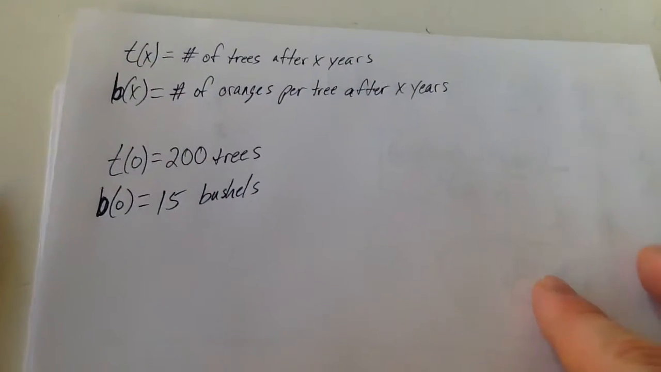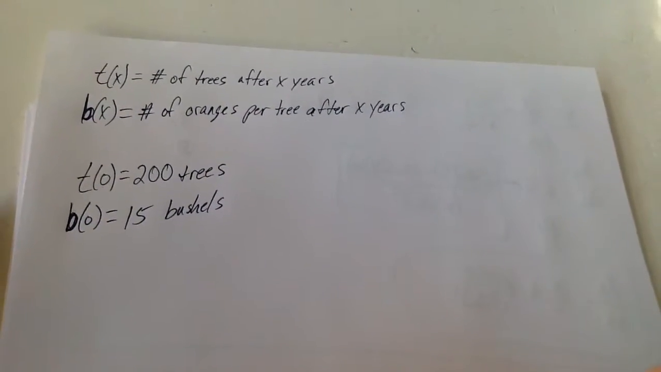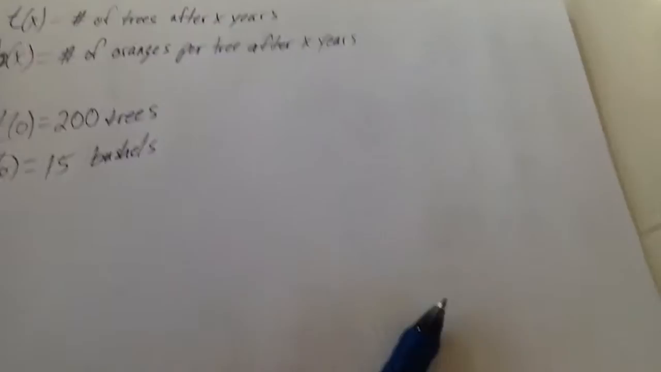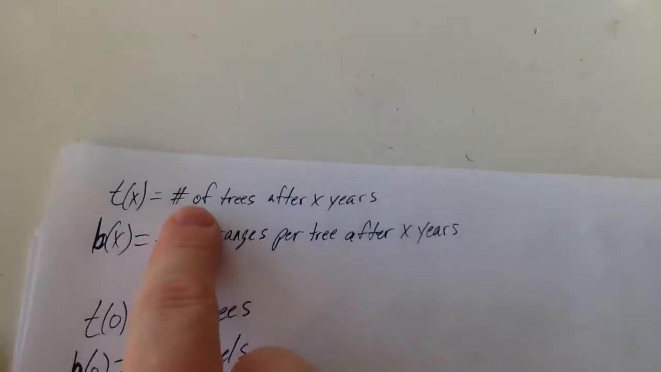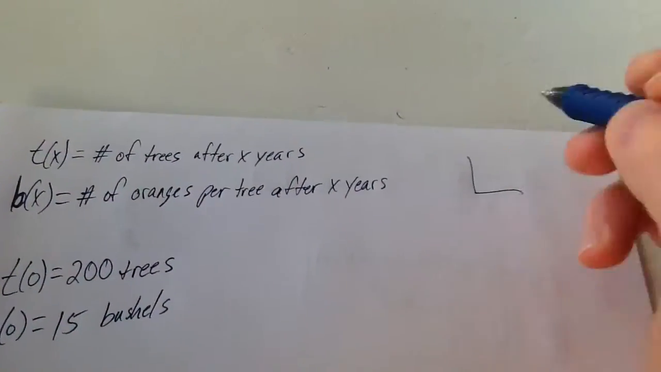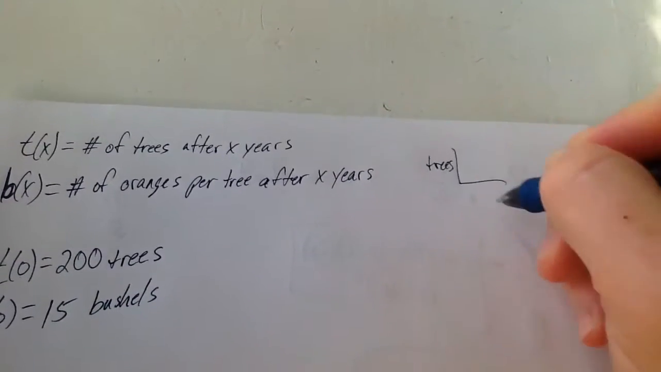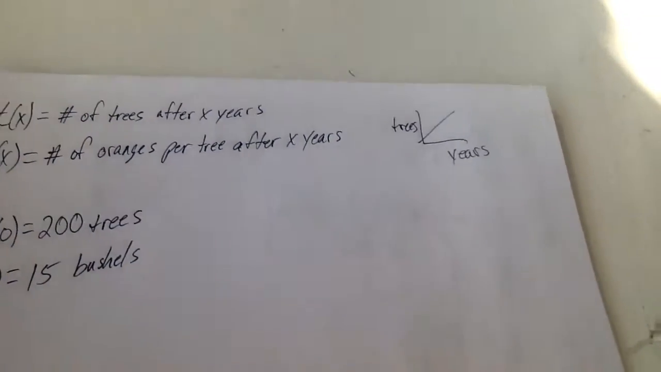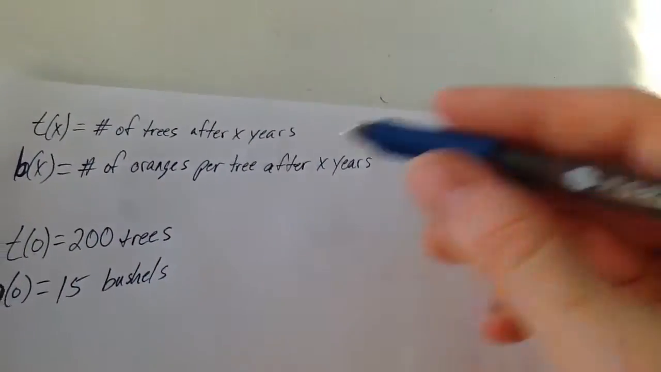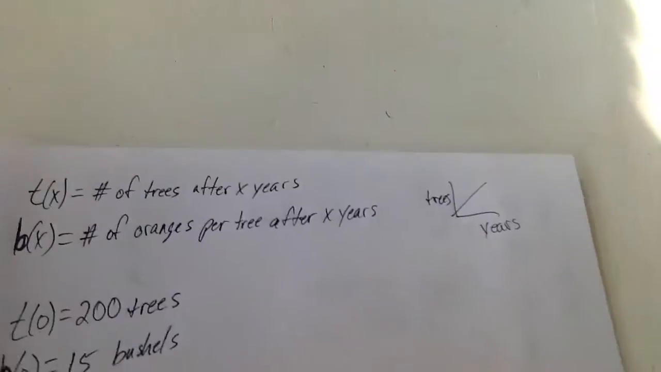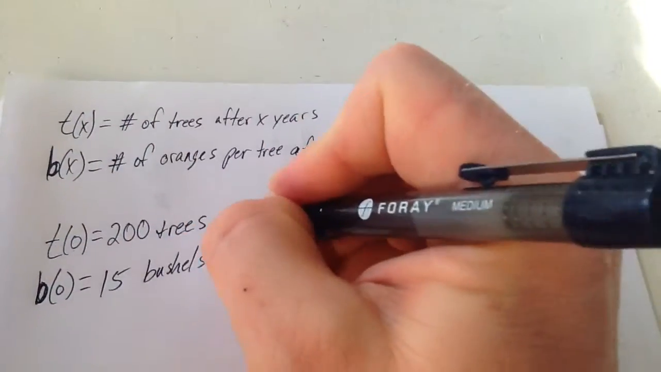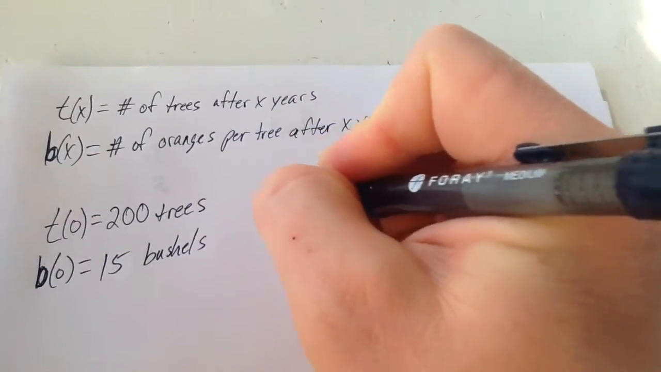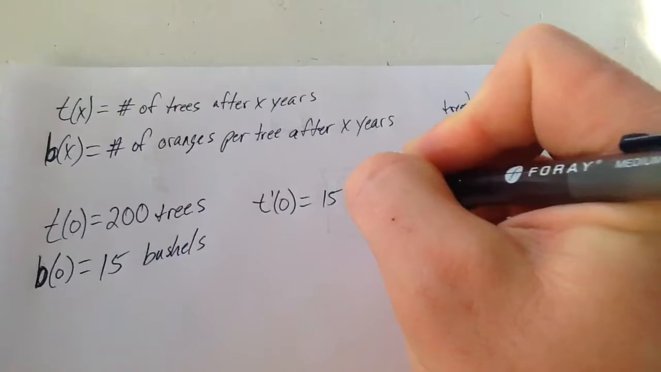But then it also said she's expanding her farm at a rate of 15 trees per year. So whenever you're talking about the rate of change like that, that's like slope, right? The original is number of trees after X years. So if you're thinking about a graph, that'd be trees, years. Slope of that, trees per year. So if she's increasing at 15 trees per year, that's just the derivative of this. It's the slope of that. So we can say T prime of 0 is 15 trees per year.